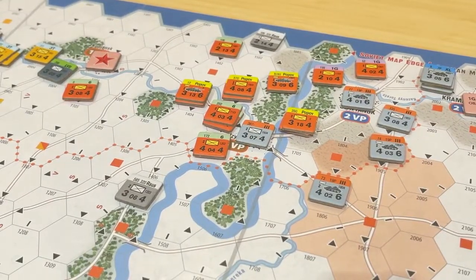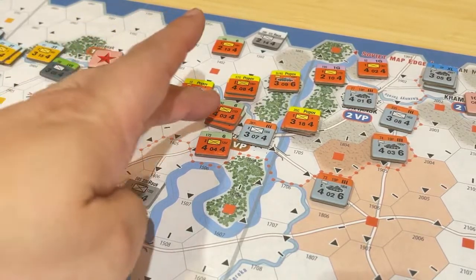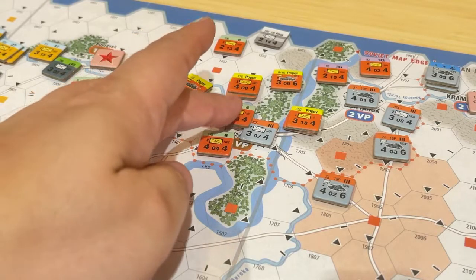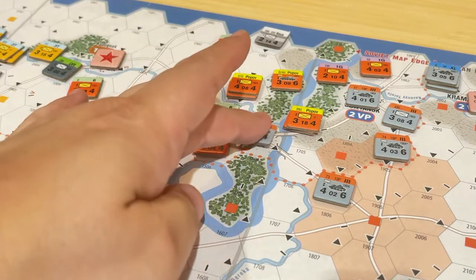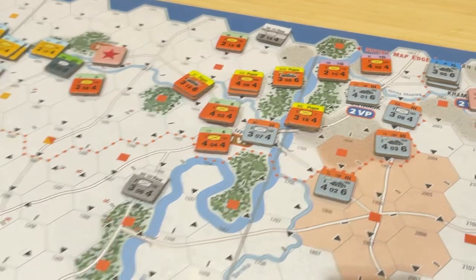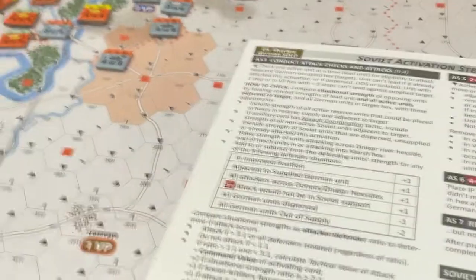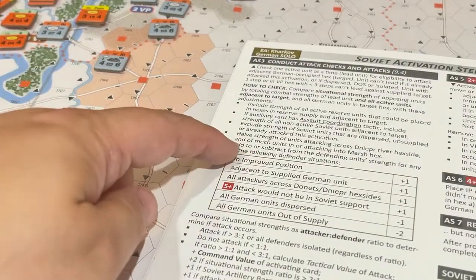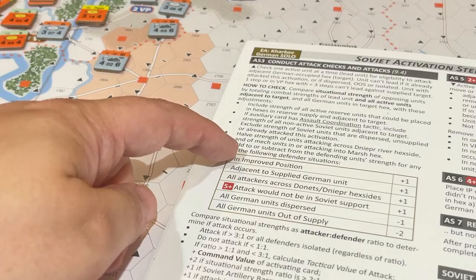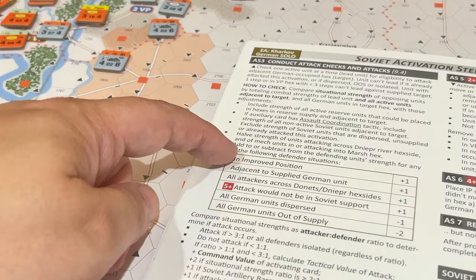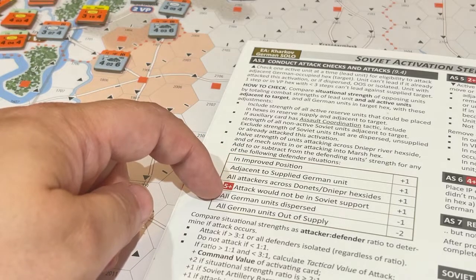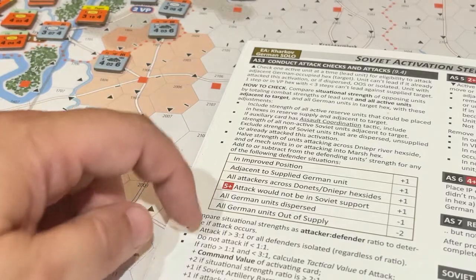Now, the unit that's in this VP marker, that one might be in trouble. So we have 4, 8, 9, 10, 11 points. Right? So they got 11 points to 3. So that's 3-to-1 odds. However, we are in a town, which is considered an improved position. So that 3 of ours becomes a 4. So that is no longer 3-to-1. That's now something less than 3-to-1. So we have to do this again.